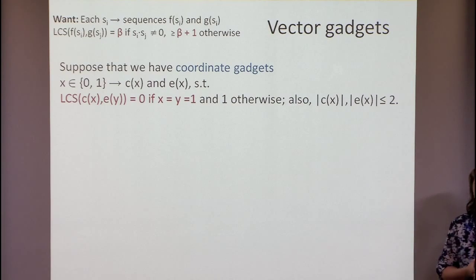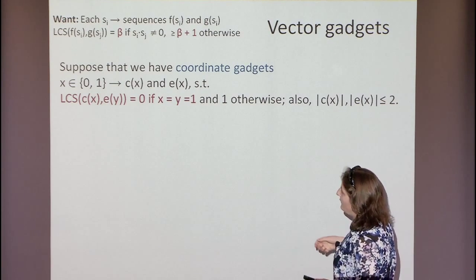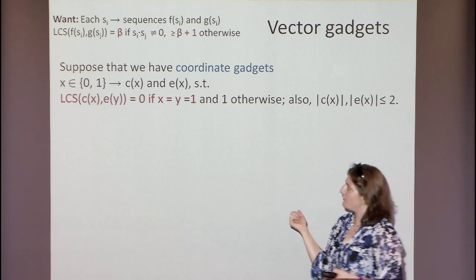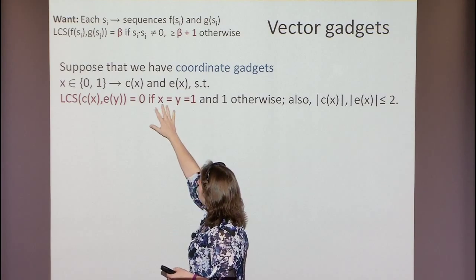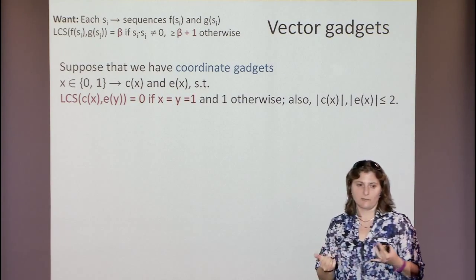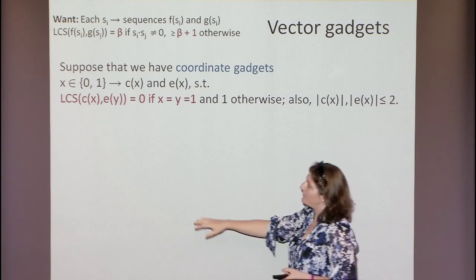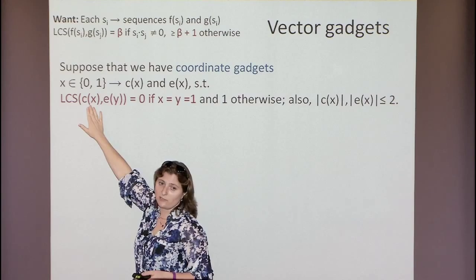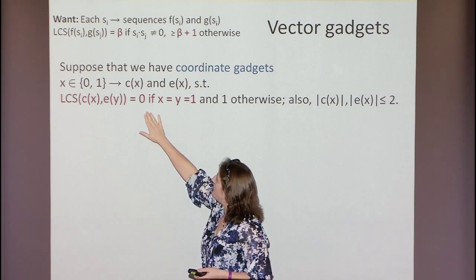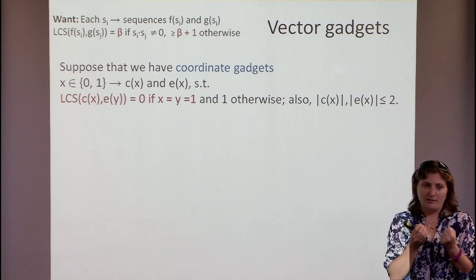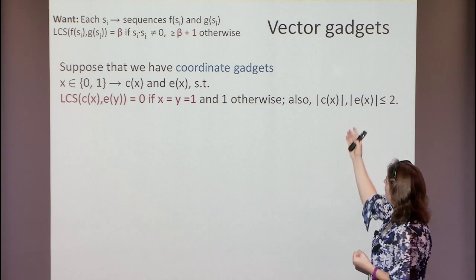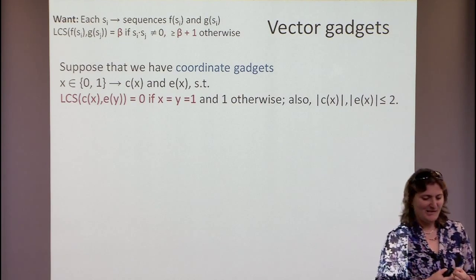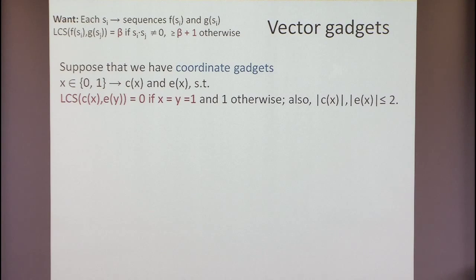Similar to what we did before, we'll now assume we have coordinate gadgets, and we'll construct these in the end. So what's a coordinate gadget? There are two functions that take a bit, 0 or 1, and create sequences. The sequences, C and E, have this property that the longest common subsequence of C of X and E of Y is 0 if both the bits are 1 and it's 1 otherwise. So if you get 1 and 1, you get a 0 contribution to the longest common subsequence, and you get a 1 if it's 1, 0, 0, 1, or 0, 0.